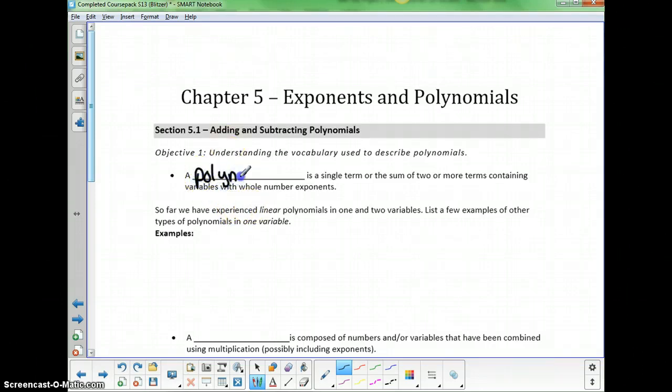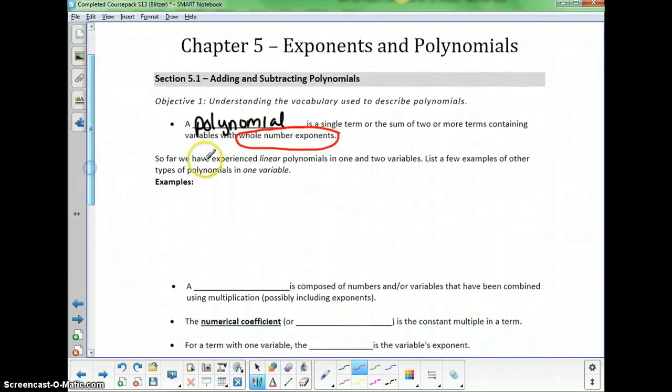And there's a couple important bits in this definition. It's a polynomial because it can be a single term or many terms. Poly means it could be many terms. It's also the generic term, meaning anything with 1, 2, 3, 4, whatever, it's a polynomial. Okay? And the key part about being a polynomial is that the exponents do need to be a whole number. Okay? So far we've experienced linear polynomials in 1 and 2 variables.